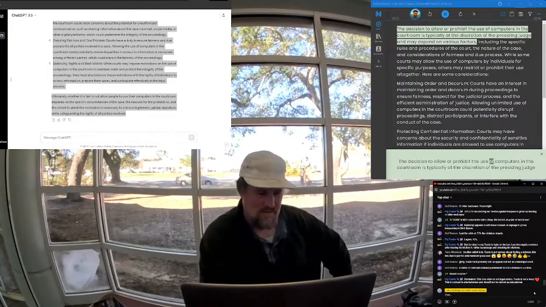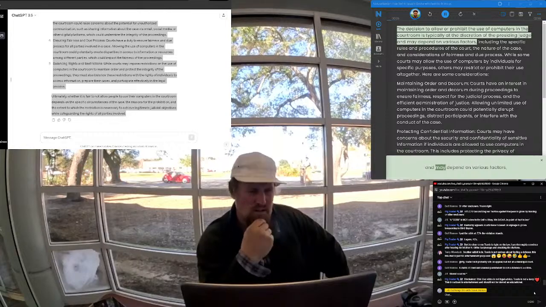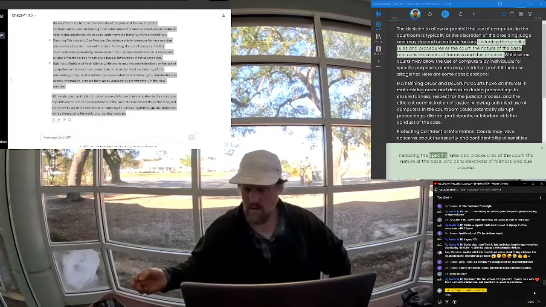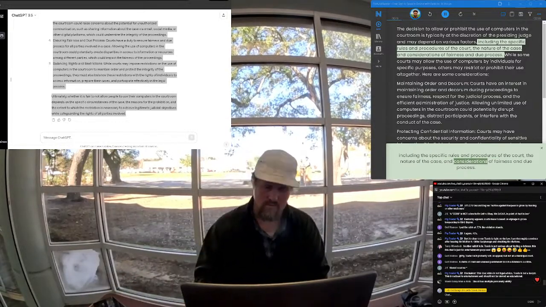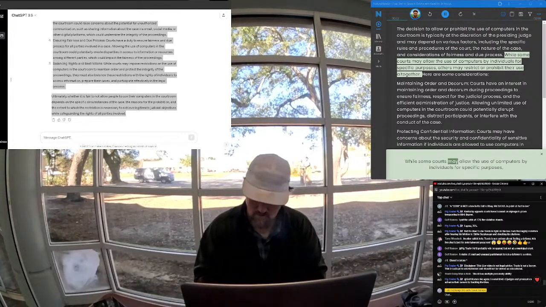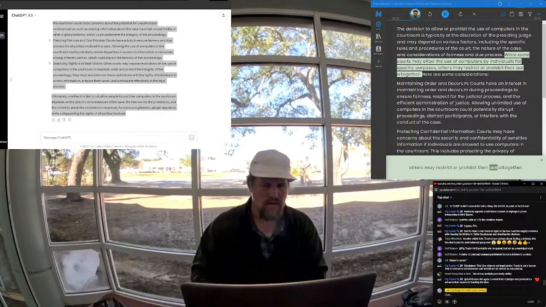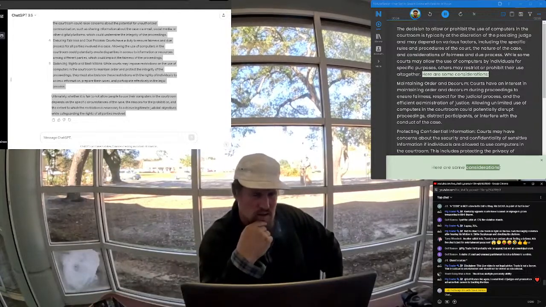The decision to allow or prohibit the use of computers in the courtroom is typically at the discretion of the presiding judge and may depend on various factors, including the specific rules and procedures of the court, the nature of the case, and considerations of fairness and due process. While some courts may allow the use of computers by individuals for specific purposes, others may restrict or prohibit their use altogether. Here are some considerations.